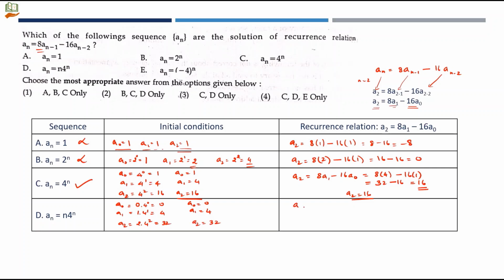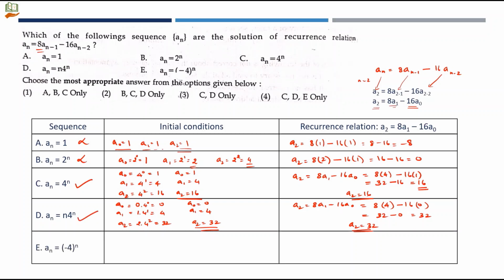Now we will check A2 here. It is 8A1 minus 16A0, which is equal to 8 into A1 value is 4 minus 16 into A0 value is 0. 8 into 4 is 32 minus 16 into 0 is 0, which is 32. A2 is equal to 32. Did we get 32 here? Yes, we got. This is also a solution.